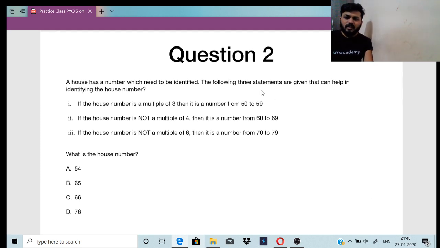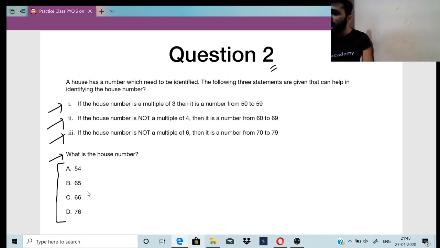Okay, so this is our question 2, right? Question 2. A house has a number which needs to be identified. The following three statements are given that can help in identifying the house number. First statement is, if the house number is a multiple of 3, then it is a number from 50 to 59, right? Second one, if the house number is not a multiple of 4, then it is a number from 60 to 69. Third one, if the house number is not a multiple of 6, then it is a number from 70 to 79. So what is the house number? So tell me the right option according to these options given here, right?